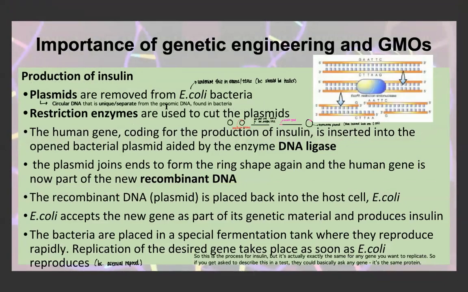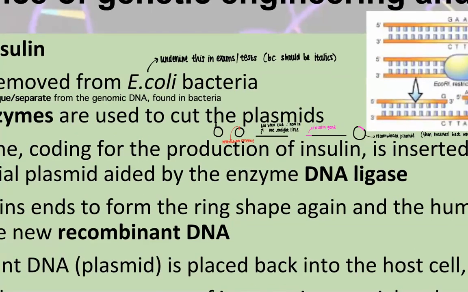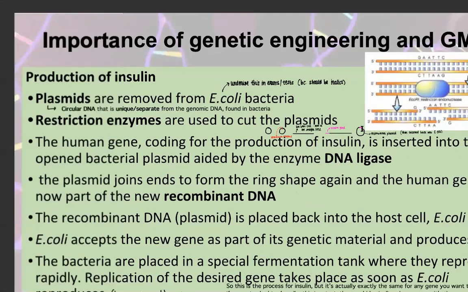The plasmids are removed from the E. coli bacteria. We know that plasmids are circular DNA that is unique from the genomic DNA, the nuclear DNA of bacteria. The restriction enzymes are also used to cut the plasmids. So we can see here the plasmid is usually a circular shape, then cut by a restriction enzyme to be laid out into one straight line. The insulin gene is then added on the end of the plasmid, and then it is made back into a circular DNA and is now a recombinant plasmid because this gene has been inserted.